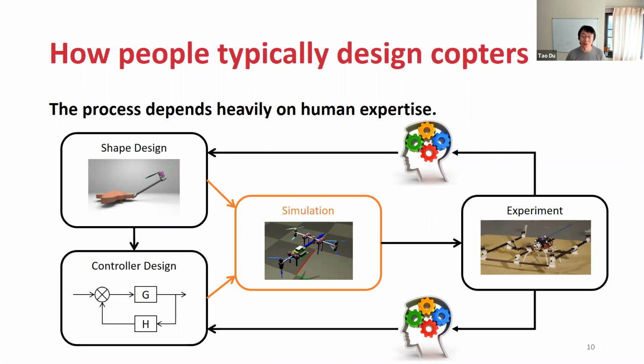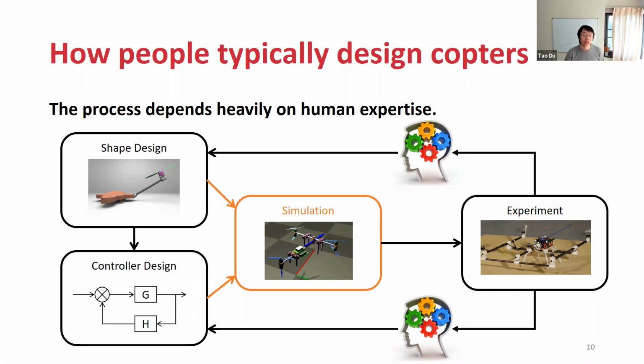And more specifically, we're considering the task of building multi-copters, aerial robots with multiple rotors, to fulfill some requests like carrying a payload. We first reviewed the typical process of designing such a multi-rotor robot, and we figured that this process depends heavily on human expertise. Here is how this design task is typically implemented.